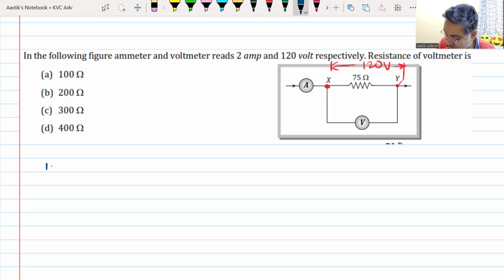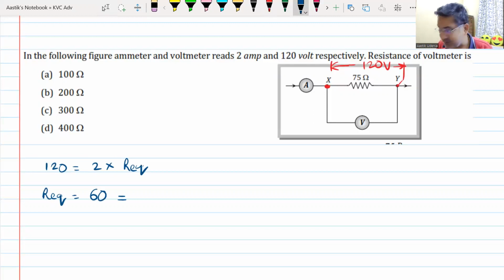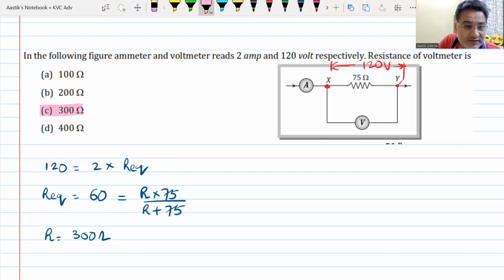That's it. So this 120 volt shall be equal to total current I, and how much is the current I? It's 2 amperes, multiplied by the equivalent resistance between the 2 points. So from here you can get the equivalent resistance as 60. This equivalent resistance 60 will be equal to the parallel combination of voltmeter with this. So this will be R, the voltmeter resistance, multiplied by 75 divided by R plus 75. This will give you the answer for the value of R. The answer that I have is 300 ohms, and that I would suspect is the correct answer for this question.